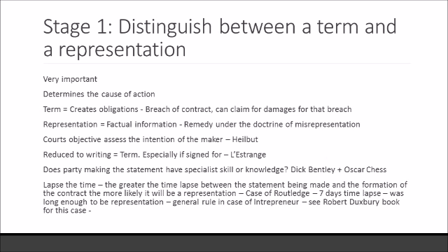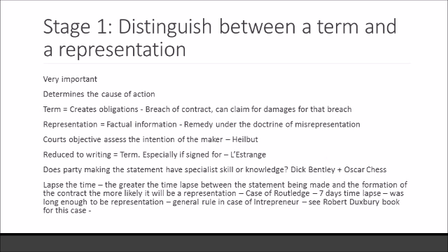If there is a misrepresentation that is made, then the claimant can claim for a remedy under the Doctrine of Misrepresentation. The courts objectively assess the intention of the maker of the statement. Because it's an objective test, the courts will be asking themselves, did this person intend for this statement to be a term or a representation? And they'll use the reasonable man test because it's an objective test, not a subjective test.